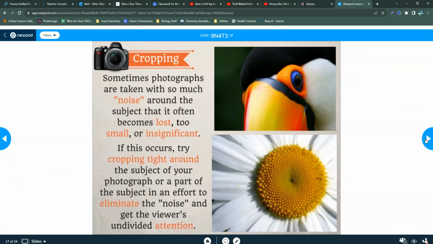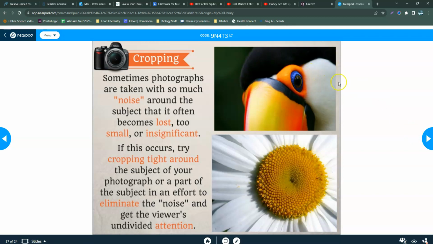The next element, cropping. Sometimes photographs are taken with so much "noise" around the subject that it often becomes lost, too small, or insignificant. If this occurs, try cropping tight around the subject of your photograph or part of the subject in an effort to eliminate the noise and get the viewer's undivided attention.